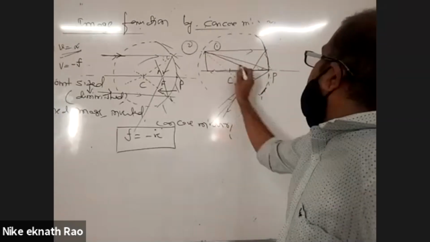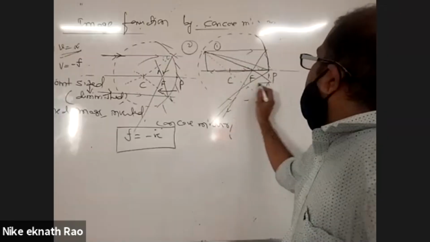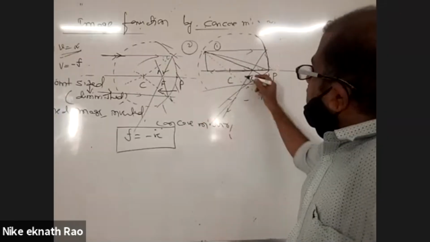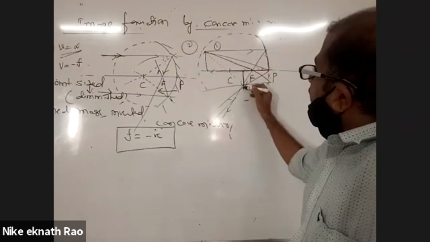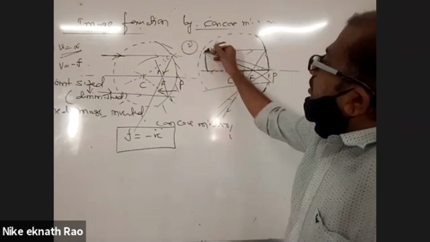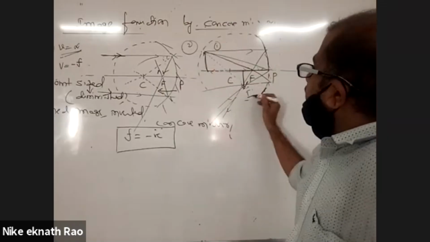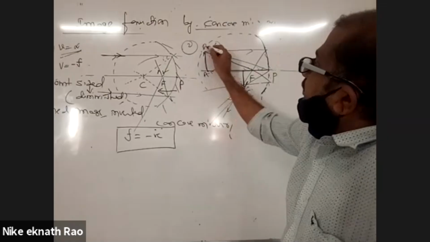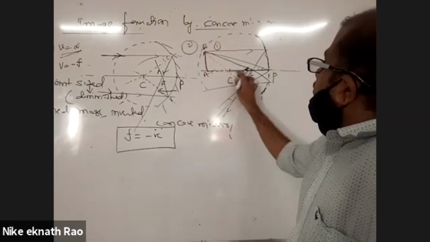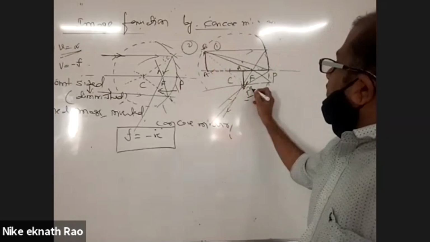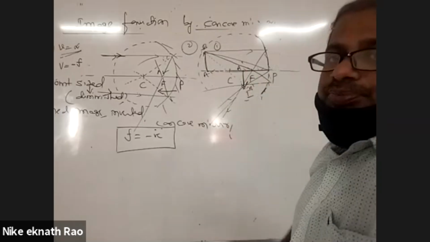Focal emerges parallel. You see all these rays. This is object height. This is the image. This is A, B, A is here, A dash. This is B dash, the inverted image.